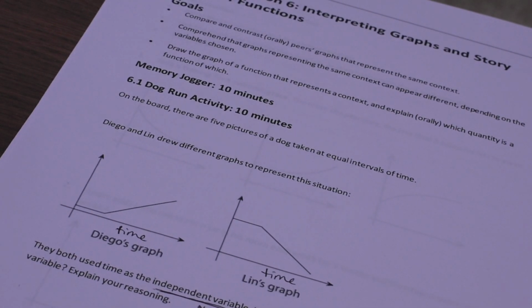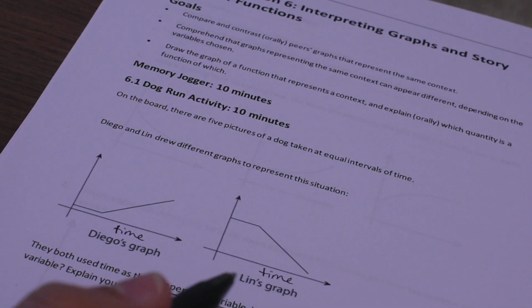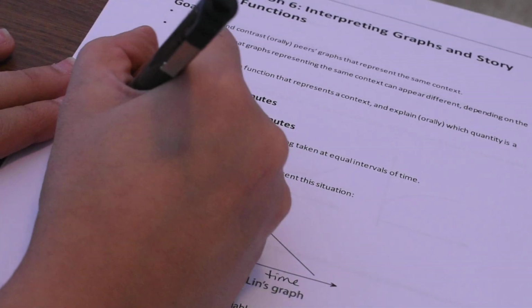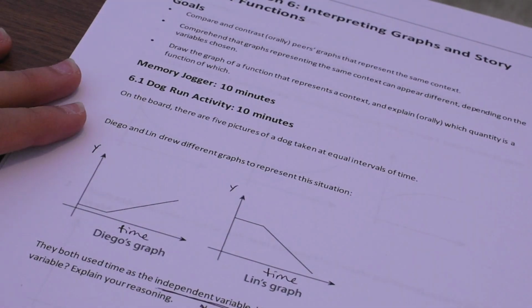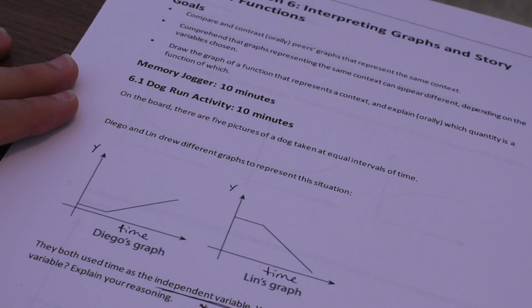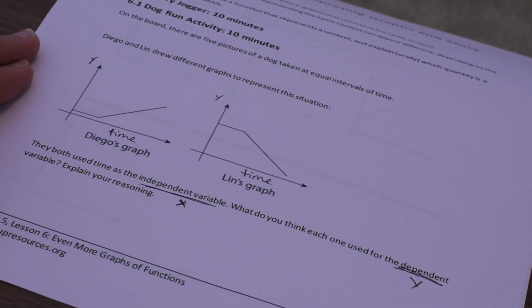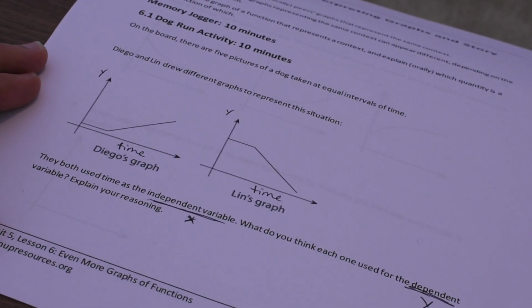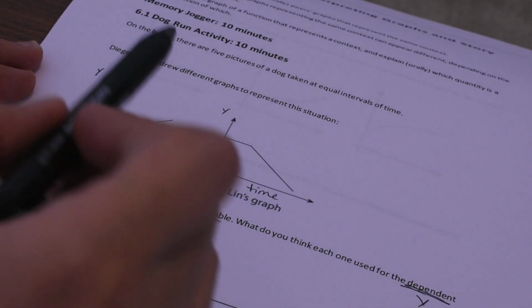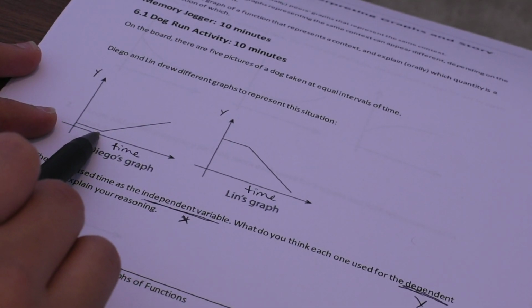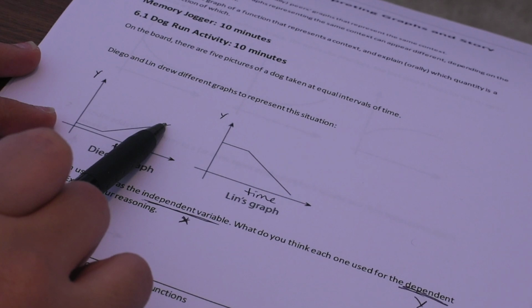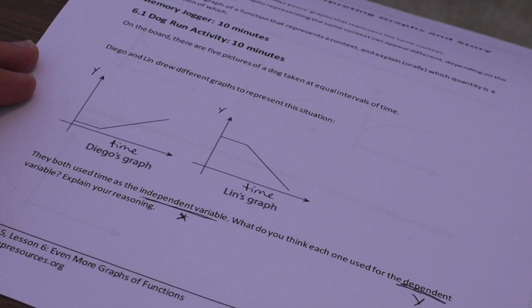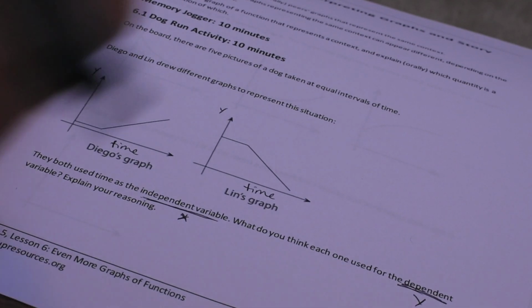So it says, what do you think each one used for the dependent variable? So what do we think they used for y? Because remember, y is the dependent variable. So we got to figure out, okay, what did they use? So Diego said, okay, the dog is really close. And then it starts moving further. So it could be distance traveled, right? How far did the dog go?